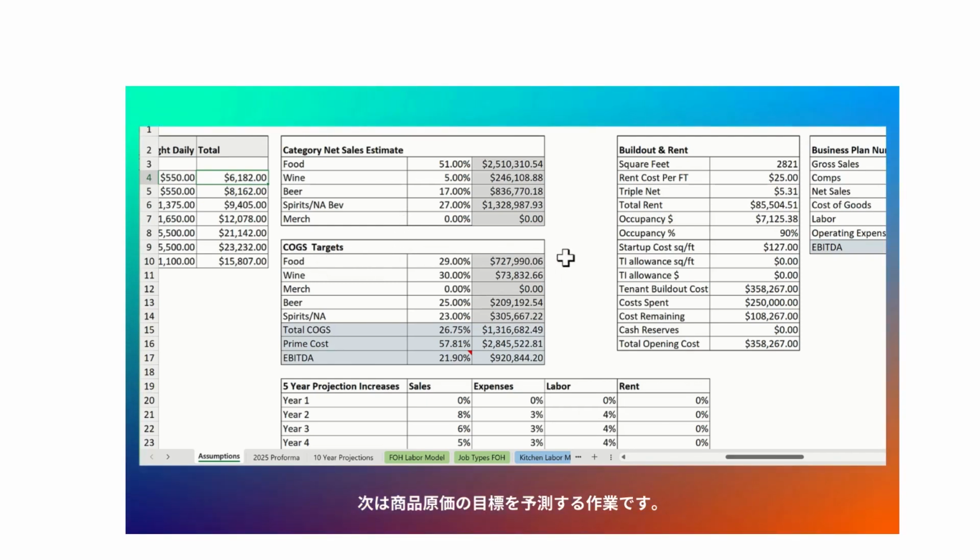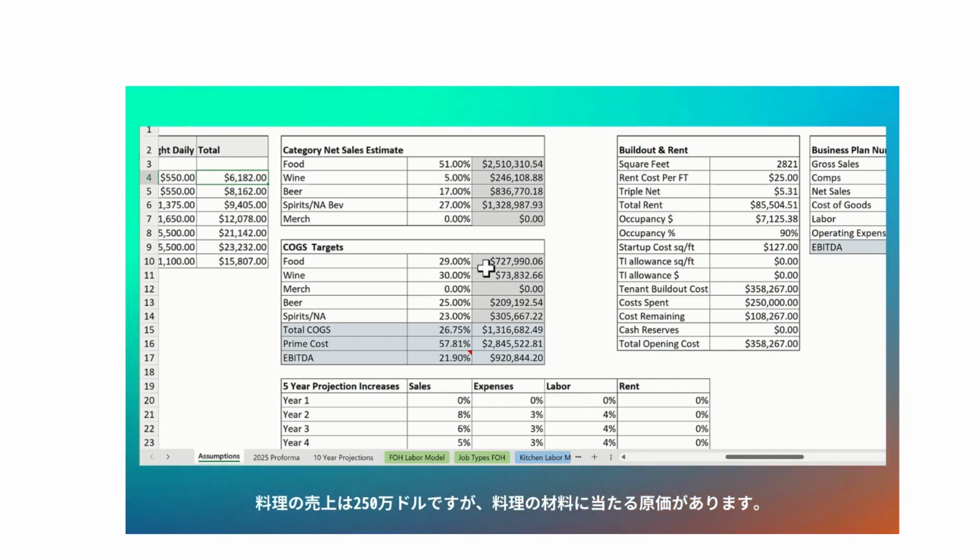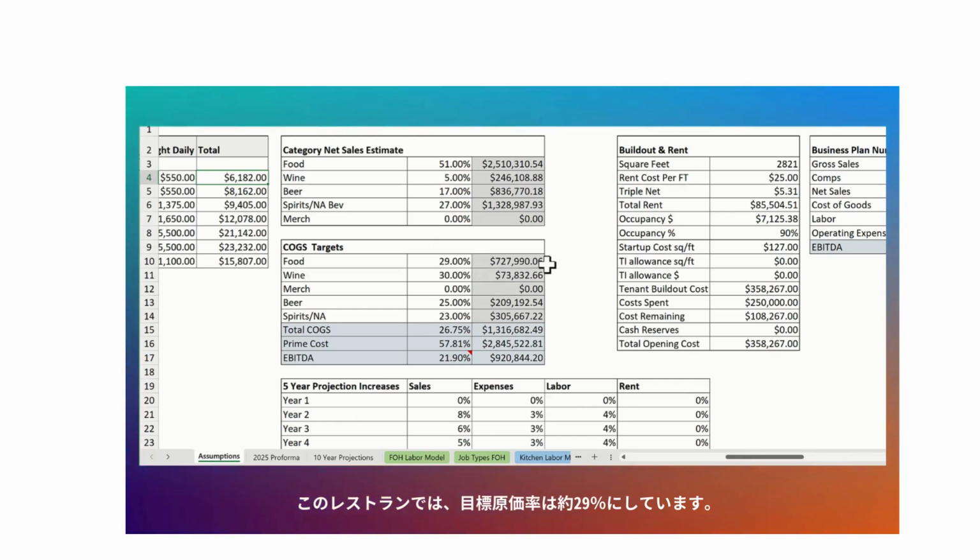The next piece is our predicted cost of goods targets. Every one of these sales categories is going to have costs associated with them. When we sell $2.5 million worth of food, we are going to have to incur cost to buy the product that we are going to sell. And in this particular restaurant, our target cost of goods is going to be about 29%.